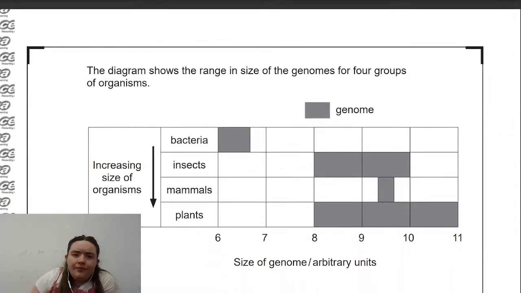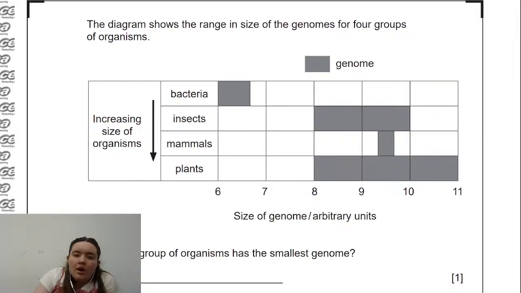So the diagram shows the range in size of the genomes of 4 groups. Bacteria, which are very small, have a very small genome. Insects have a larger genome but quite a wide range. Mammals have a large genome but a small range, and plants have a large genome and a very large range.